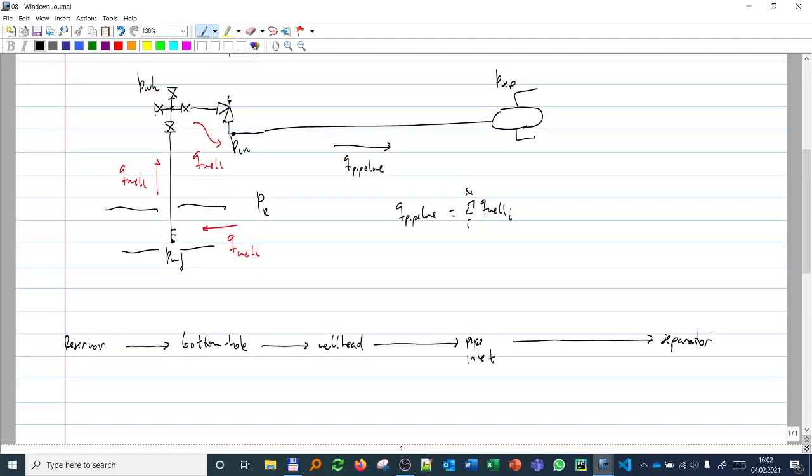In all this process, I actually have to pay a toll. I lose pressure through energy losses, which is reflected in the pressure being reduced when I flow from reservoir pressure to bottom hole, from bottom hole to wellhead, from wellhead to the inlet of the pipe, and then from the pipe to the separator. Let's put here the type of flow we have: formation, then tubing flow, then choke flow, and here pipe.